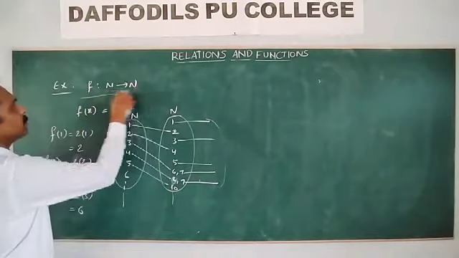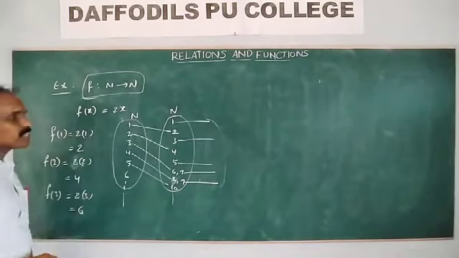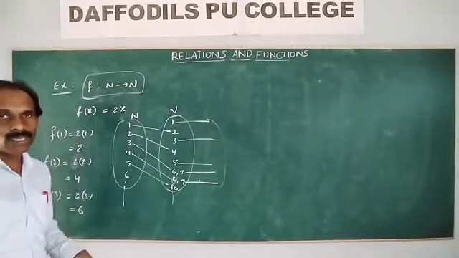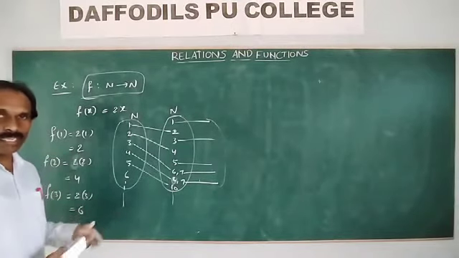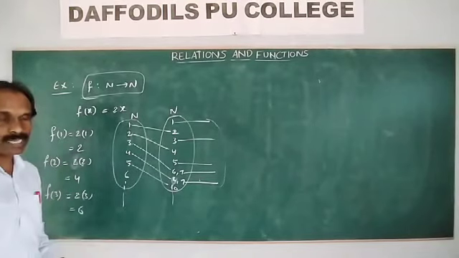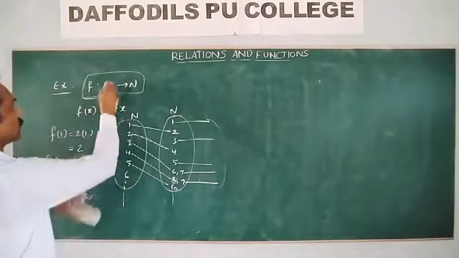Why? Because it depends on the sets and depends on the function. Sometimes it is one-one, sometimes it is onto, and sometimes it is both one-one and onto. Clear? Understand?